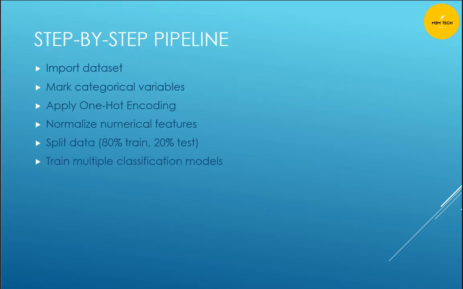So the step-by-step pipeline that I've worked with is: first load the data, visualize it to see if it needs cleaning or if there are any missing values. Then mark categorical variables, see what categories are important for the predictions. Apply one-hot encoding. Then normalize the numeric features, split data into training data and testing data, and then train the models. And then last but not least, compare the performance.